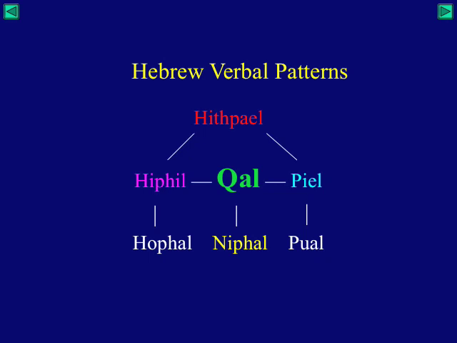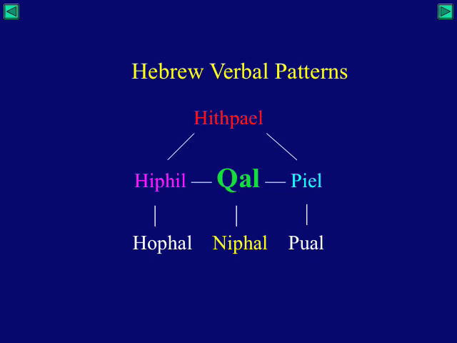You've had the hifil, kal, and piel, the active verbal stems, and you've also learned one passive verbal stem, the nifal, which normally corresponds to the kal. That is, verbs that are active in the kal, except for that oddball kal passive participle that doesn't belong, will normally be passive in the nifal, although the nifal also has a reflexive sense that it uses as well, or reciprocal.